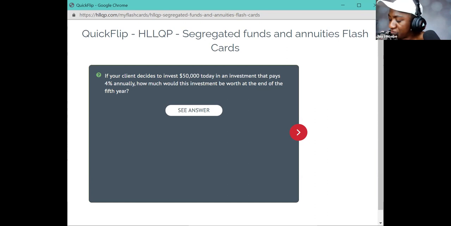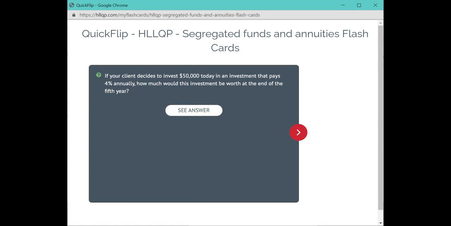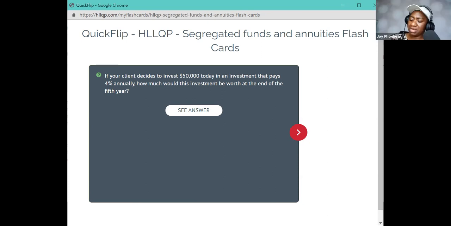So 1 minus 0.04, what do you have, guys? That is 0.96, right? Raised to power 5. When I turn my phone like this, I'm able to see x raised to power y. So 0.96, x raised to power y, and then 5. It gives me approximately 0.8154. So I have 50,000 multiplied by 0.8154.